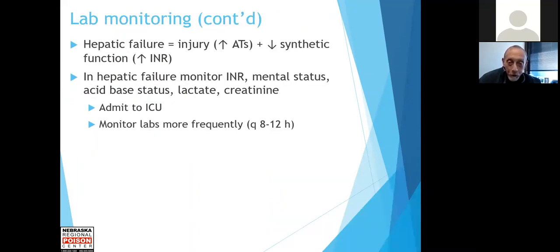So in terms of lab monitoring, patients who have more serious liver injury, hepatotoxicity, liver enzymes greater than 1,000, we worry that they're going to go on to liver failure. They're going to go on to develop coagulopathy and encephalopathy. So they need to have monitoring of their liver enzymes and their INR. And this needs to be done at least every 12 hours, typically in an ICU type setting.